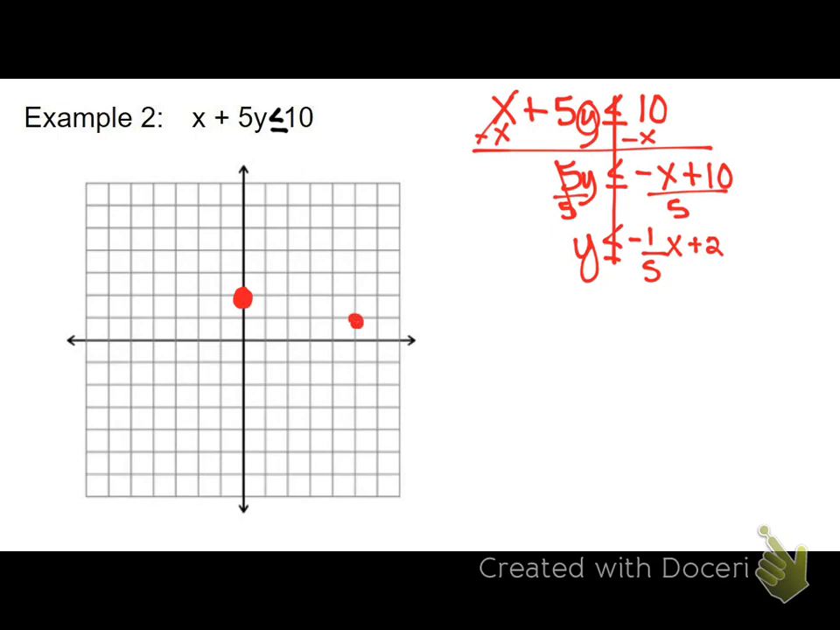Now if I try to graph the slope again from this point, I'm going to go off the grid. So I'm going to come to this point and do the opposite, meaning I'm going to go up 1 and then to the left 5. That's going to get me 3 points that I can graph my line. Now, when I go to graph my line, is it going to be a solid line or a dotted line? Solid, because it's less than or equal to.